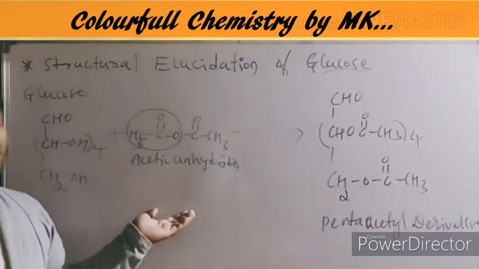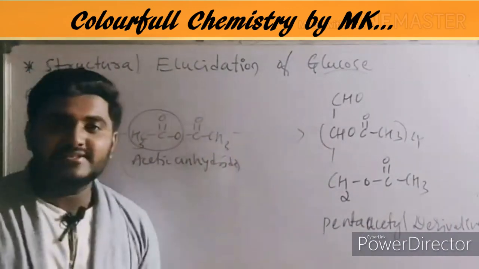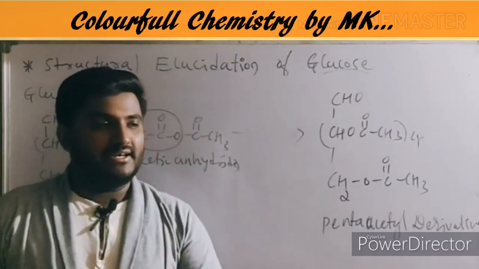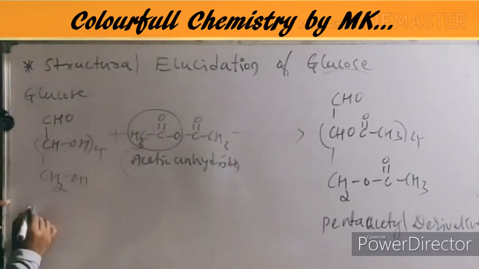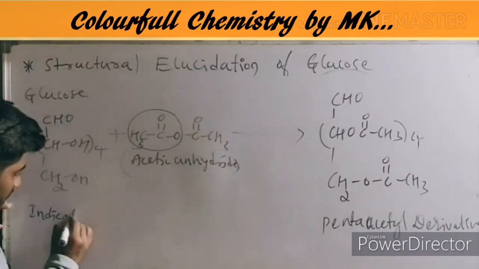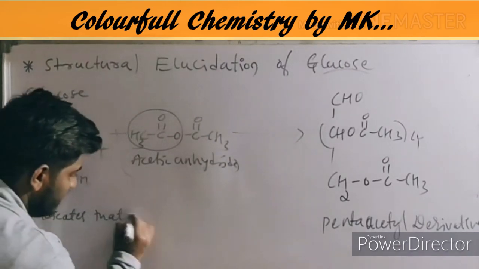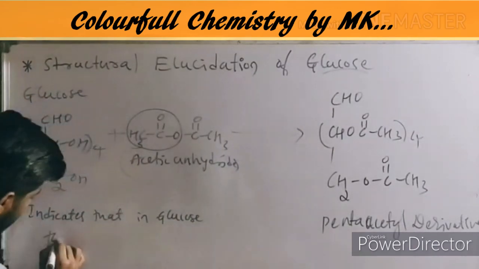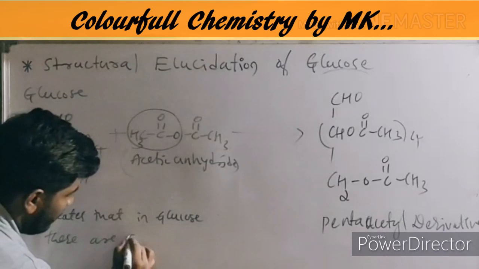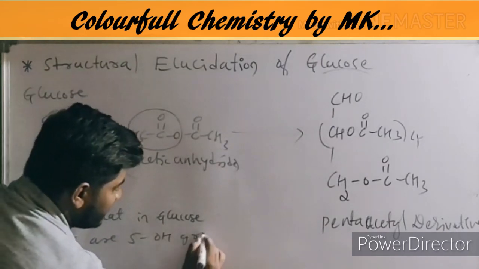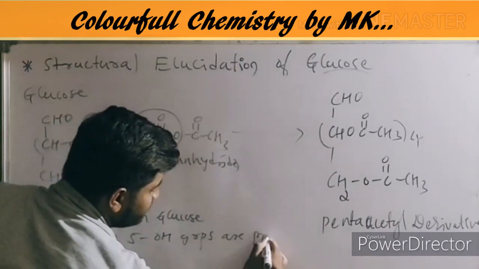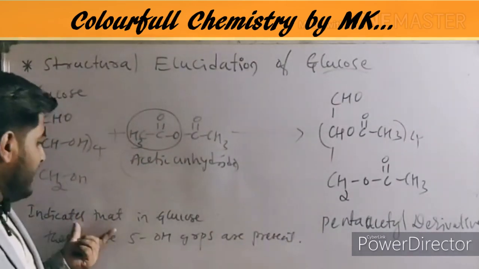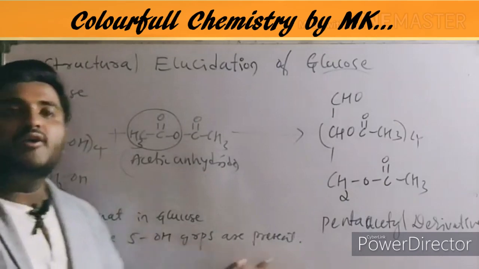So what does this reaction indicate? This reaction indicates that in glucose there are 5 OH groups present. So it indicates that in glucose there are 5 OH groups present.